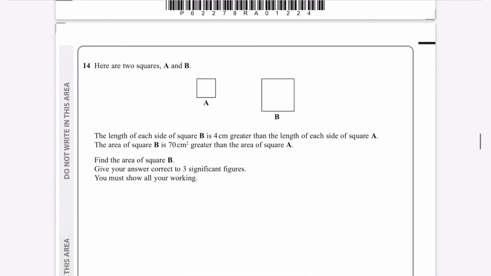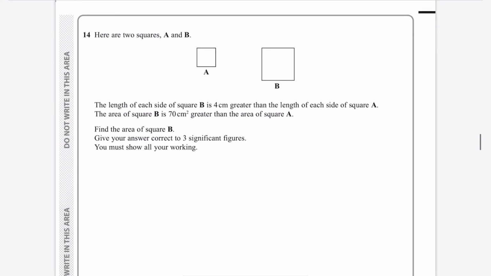Okay, question 14. Here are two squares A and B. The length of each side of square B is 4 centimeters greater than the length of each side of square A. Well, immediately, I'm going to say if this one had a length of x on all sides, then this one is going to have something that is 4 greater. So that's x plus 4 and x plus 4. It then says that the area of square B is 70 centimeters squared greater than the area of square A.